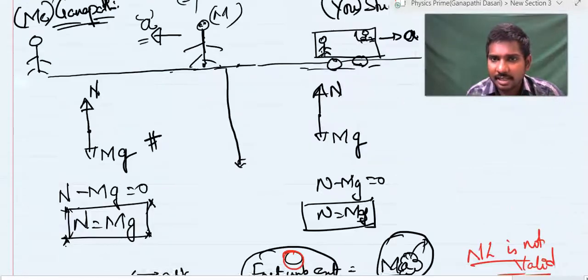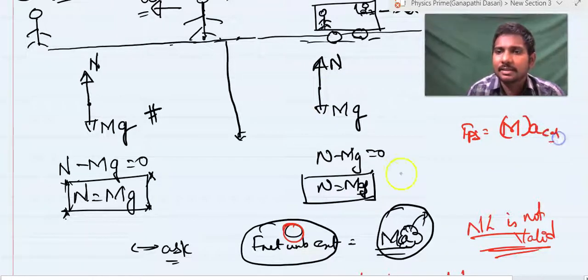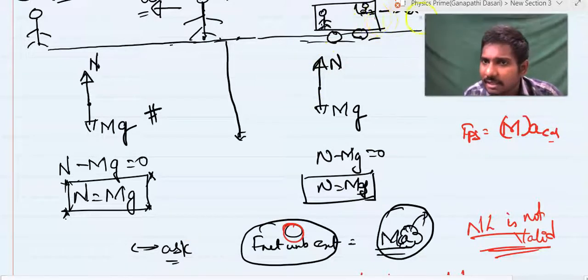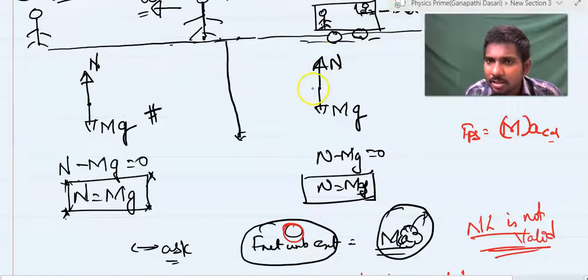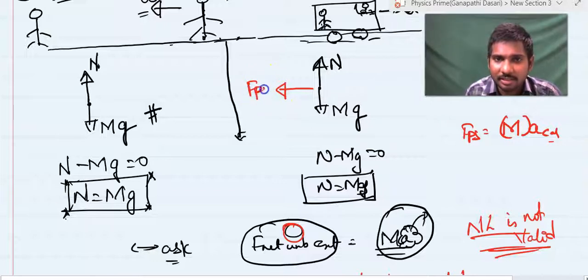So let us see here in this question, the pseudo force should be taken to make this problem valid. What is the direction and magnitude of the pseudo force? The pseudo force is equal to mass into acceleration of the car here. What is the direction? Opposite to the acceleration of the car. Acceleration of the car is in the positive x direction. The pseudo force will be in the negative x direction. So this is the direction of the pseudo force.